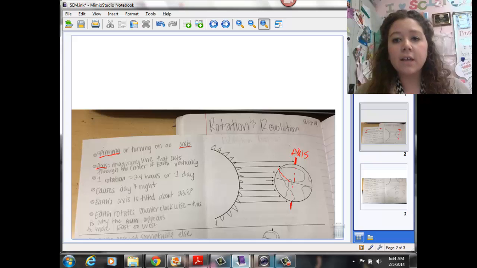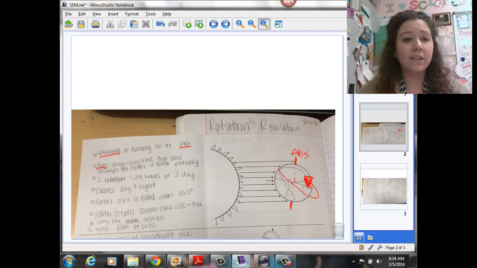And then the next really big important thing that you want to keep in mind is that the earth rotates counterclockwise. And so that's why you want to draw that little arrow just like I did, because that's the direction that it's going to move. And that plays a major role in how we see what we see here on Earth when we're looking at the sun. Now, the big thing about rotation is that it causes day and night. That is the reason for the sunrise and the sunset.